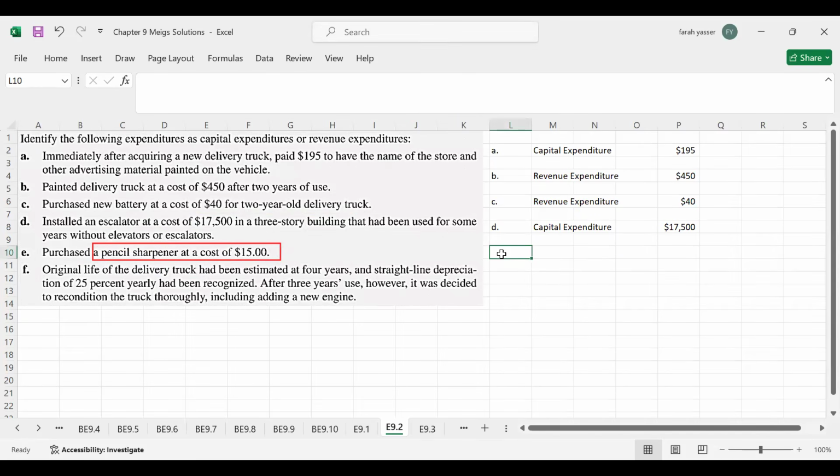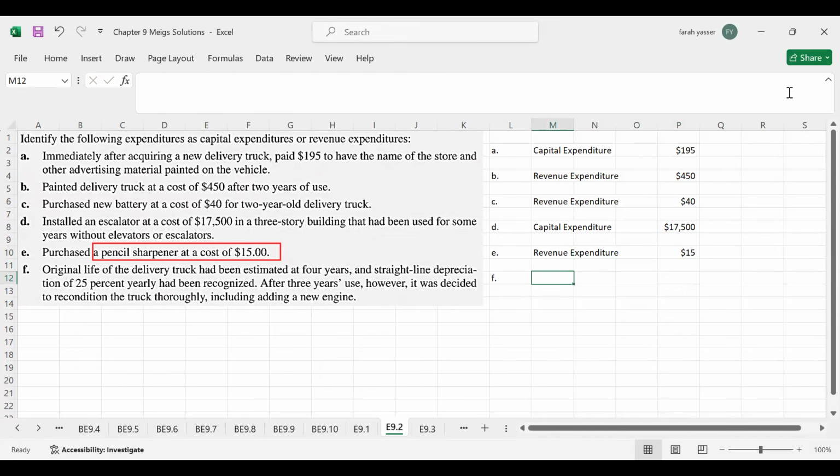It is, you can say, current assets, and the amount of the pencil sharpener is $15, which is too small to capitalize. So we classify it as revenue expenditure. So the purchase of a pencil sharpener or any stationary item becomes revenue expenditure.